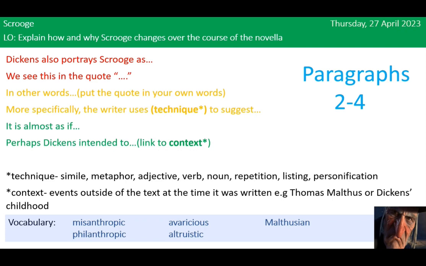Then finally, on the last sentence starter there, perhaps Dickens intended to, this is where you link it to the context. And down the bottom it says context means events outside of the text at the time it was written. For example, Thomas Malthus or Dickens's childhood. So perhaps Dickens intended to subvert, go against, Malthusian ideas. Okay, that's what you need to do for paragraphs 2 to 4.